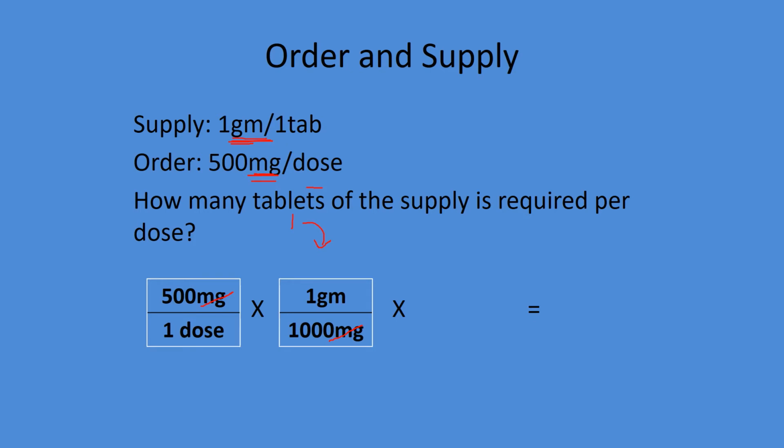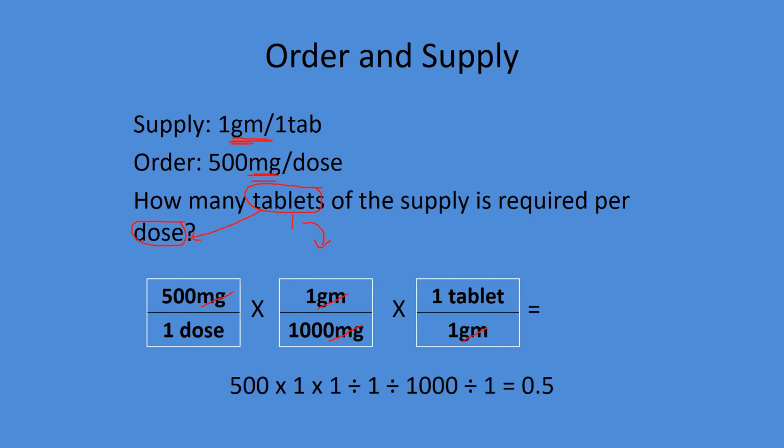The question asked for tablets per dose. So we got to convert this gram to tablets. So last thing, multiply by our supply. So our supply is 1 tablet equals 1 gram. The grams cancel out. Now let's take a look at your units. Tablets per dose. They wanted tablets per dose. Crunch the numbers and you'll come up with half a tablet per dose.